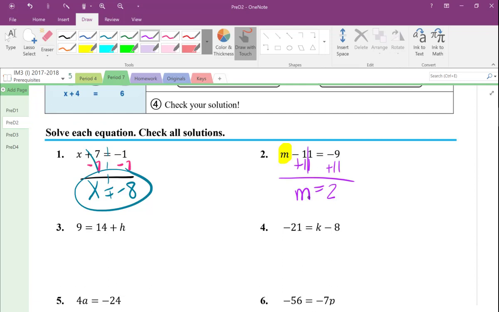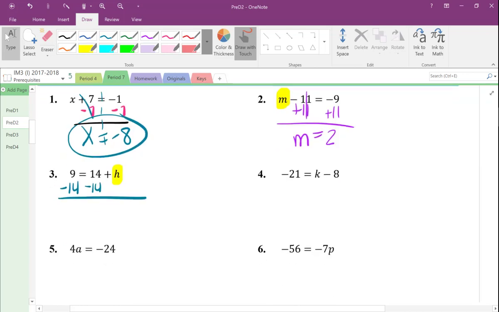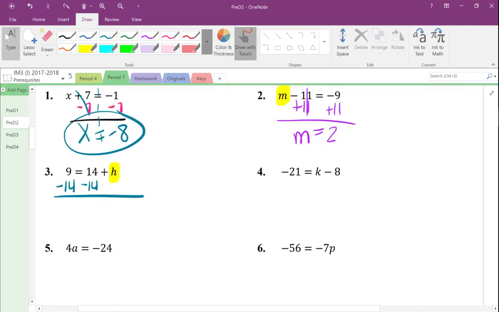Okay? Now let's look at 3. Just because the variable's on the right side, there it is. I'm going to use my highlighter, and if you ever need highlighters, they're over there by the handouts. There's h. It's on the right side. So I need to get rid of everything else on the right side, which the 14 is there. What do I have to do to 14 to get it to the left side? Subtract 14. Because even though the 14 does not have a positive sign in front of it, we know it's a positive 14.